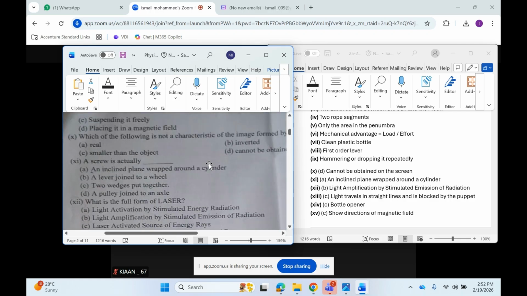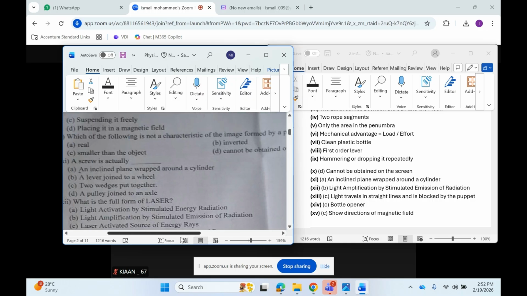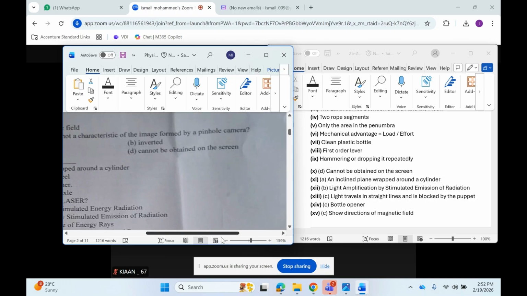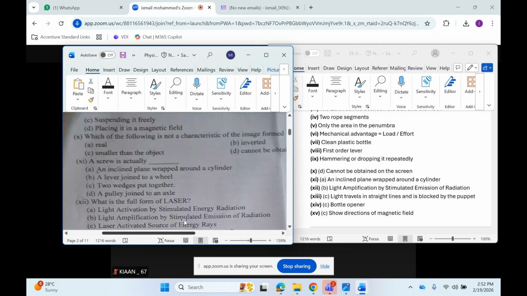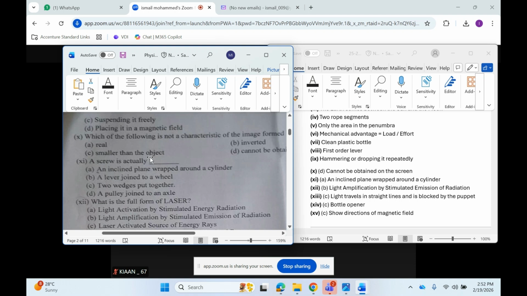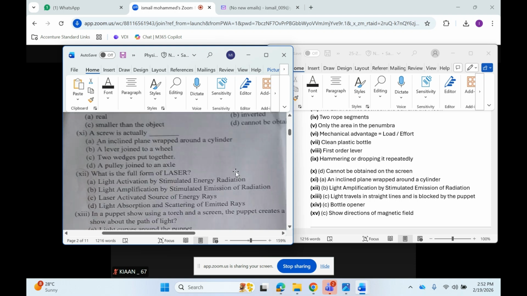Which of the following is not a characteristic of the image formed by a pinhole camera? So it is real, it is inverted. So this is the one: it cannot be obtained on the screen. That is not a characteristic. Remaining three are characteristics. It is smaller than the object, it is real, and it is inverted.